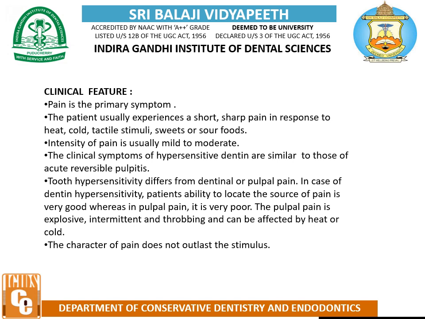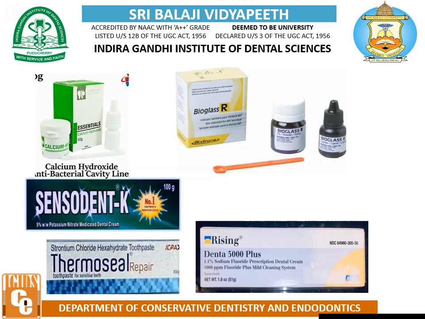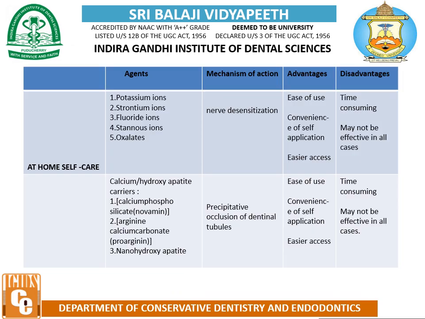Tooth hypersensitivity differs from dentinal or pulpal pain. In case of dentin hypersensitivity, the patient's ability to locate the source of pain is very good, whereas in pulpal pain it is very poor. The pulpal pain is explosive, intermittent, and throbbing and can be affected by heat or cold. The character of pain does not outlast the stimulus. These are the desensitizing agents used.